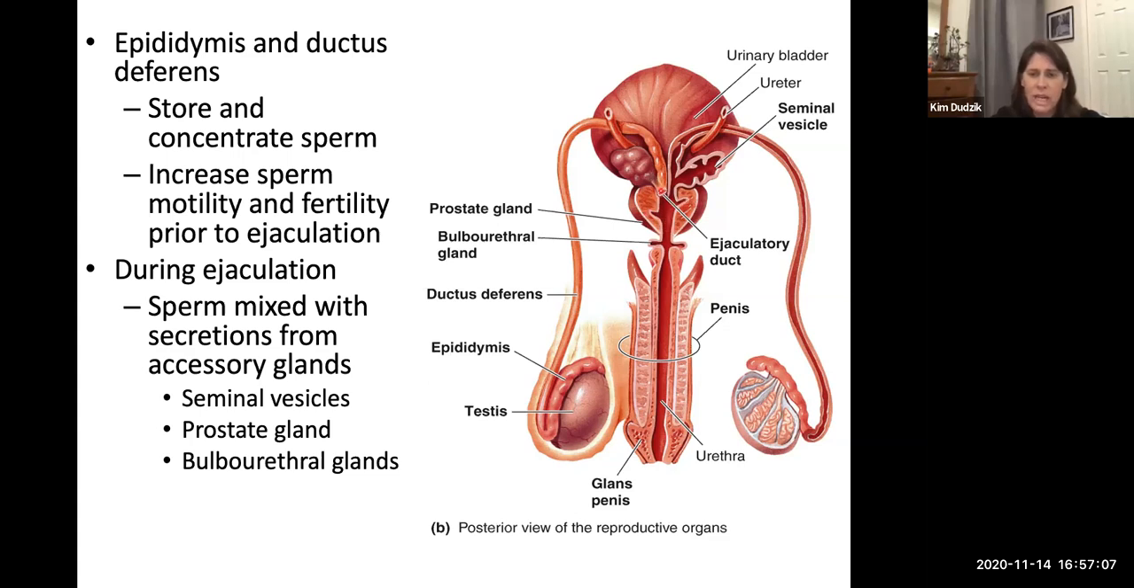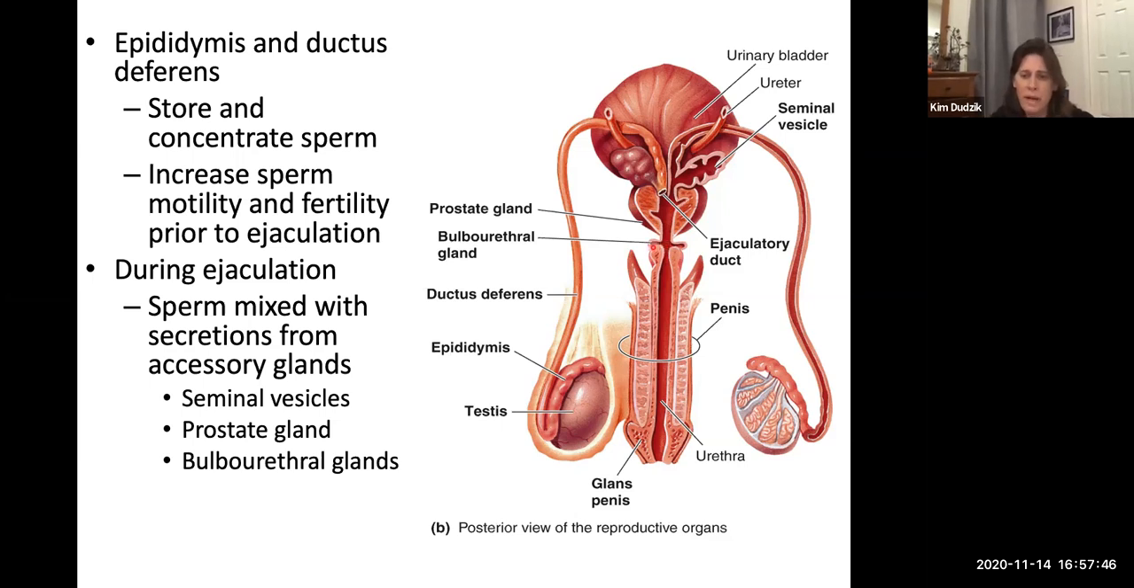So the prostate gland surrounds the urethra, and this contributes an alkaline fluid that neutralizes the acidic vaginal secretions. The vaginal secretions are actually a little too acidic for sperm, so the fluids coming from the prostate gland contributing to the semen help to neutralize that. It also provides clotting enzymes to allow the semen to kind of clot up, and that again gives the sperm a better environment to travel in.